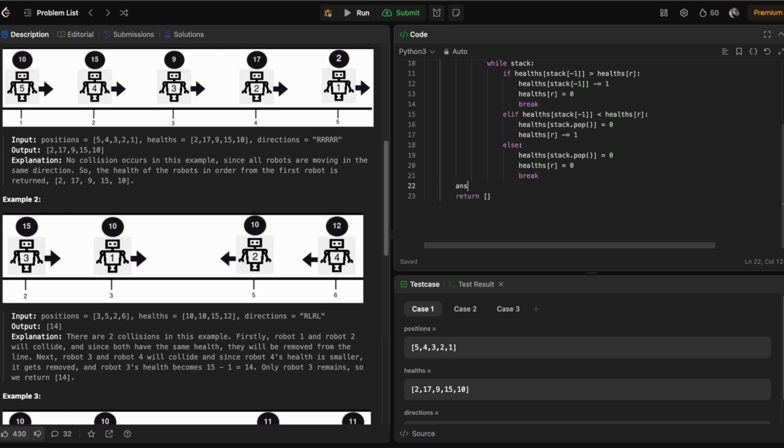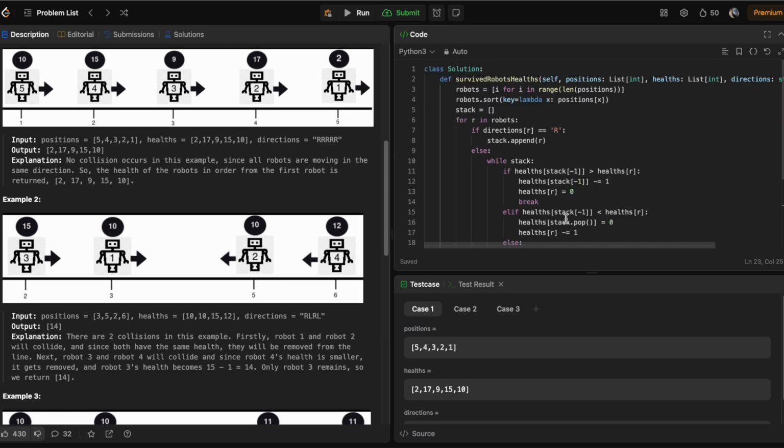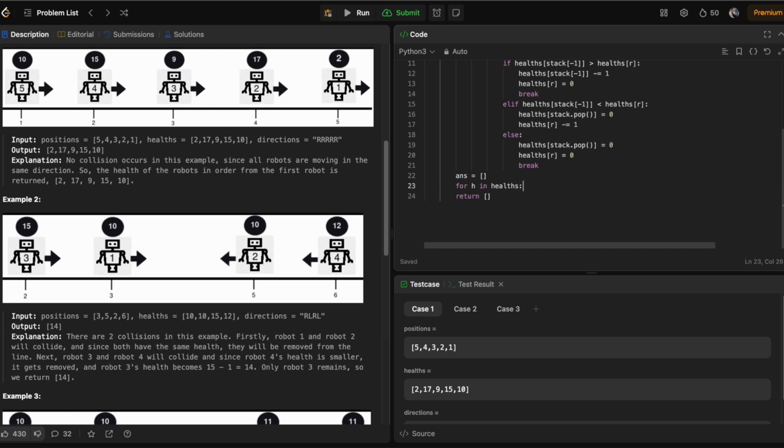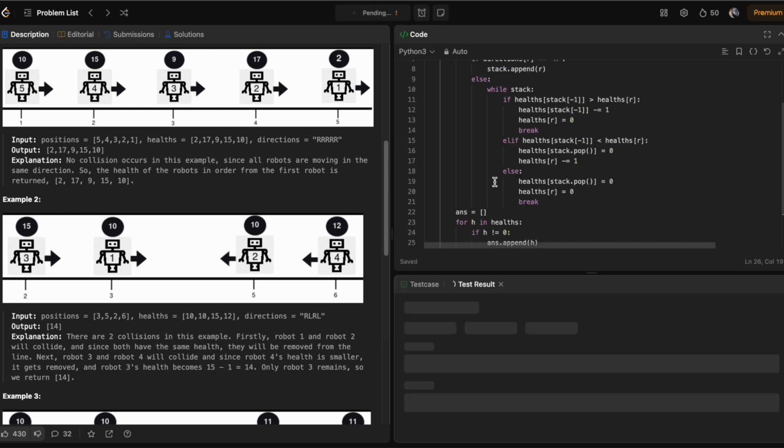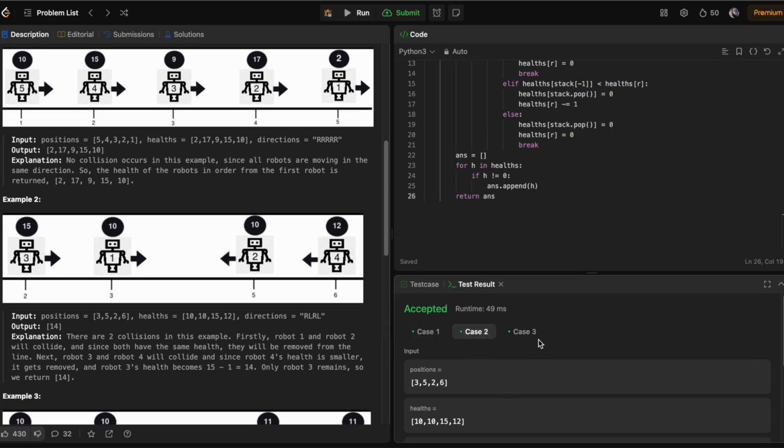We can do an answer array. I'll just name it answer, is equal to blank, for h in healths. If h doesn't equal 0, we can go ahead and append that to the answer array. And we just return answer. Let's see if it works. And it does work.